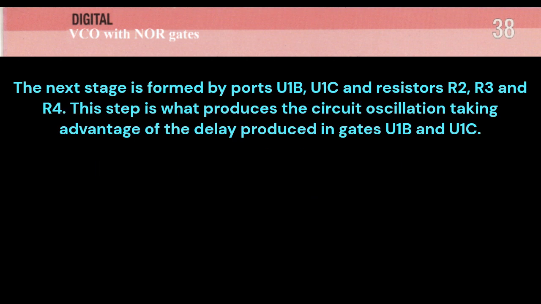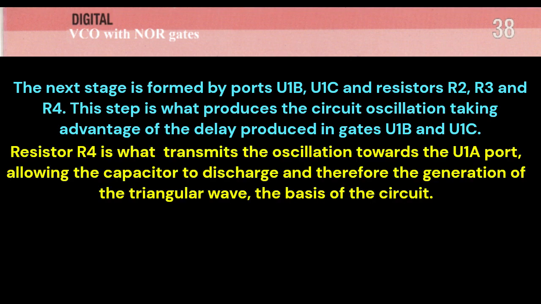The next stage is formed by gates U1B, U1C and resistors R2, R3 and R4. This stage is what produces the circuit oscillation, taking advantage of the delay produced in gates U1B and U1C. Resistor R4 is what transmits the oscillation towards the U1A gate, allowing the capacitor to discharge and therefore the generation of the triangular wave, the basis of the circuit.